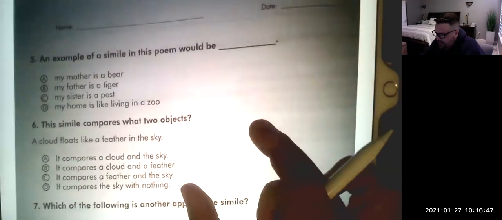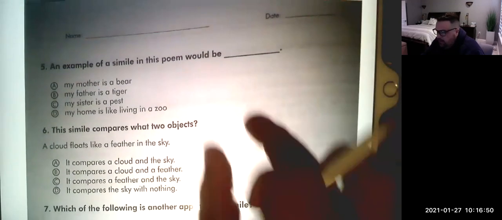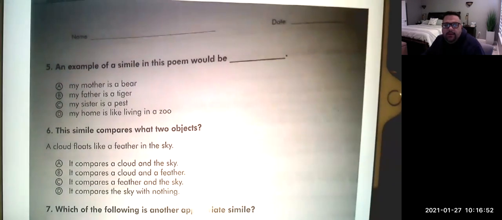All right, moving right along. An example of a simile in this poem would be A, my mother is a bear. B, my father is a tiger. C, my sister is a pest. Or D, my home is like living in a zoo. Pause the video.